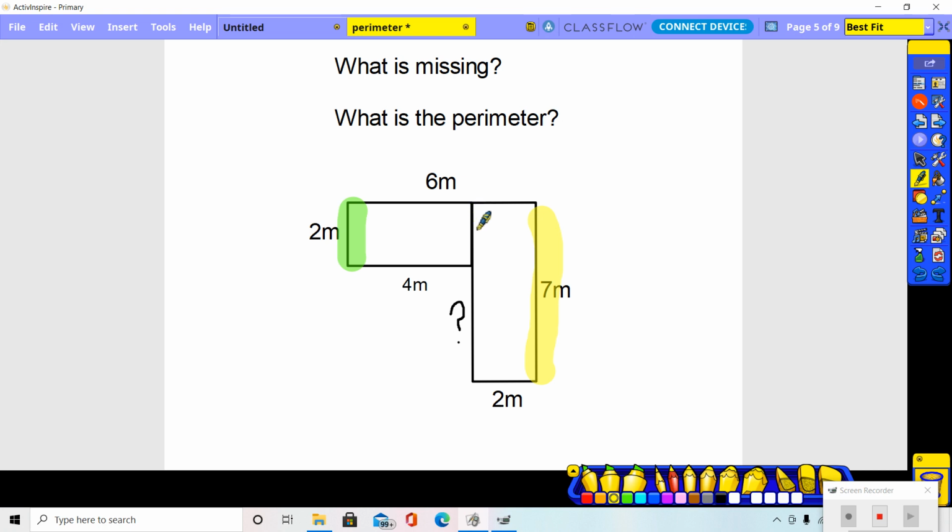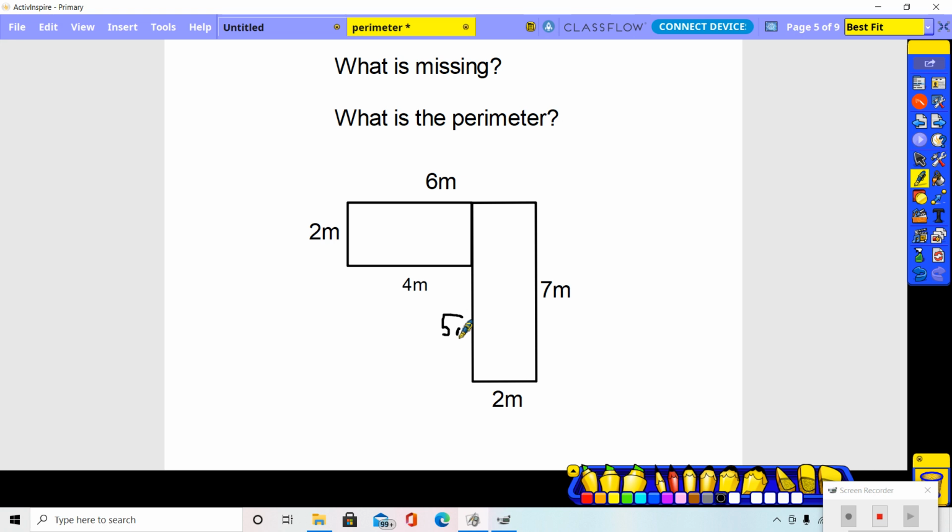We can do that using the two measurements that we already have linked. We know that this measurement all the way along here is 7 meters because it tells us over here. We also know this measurement here is 2 meters because it tells us here. So all we need to do is find the difference between 7 and 2. And the difference between 7 and 2 is 5, meaning that the missing measurement must be 5 meters.